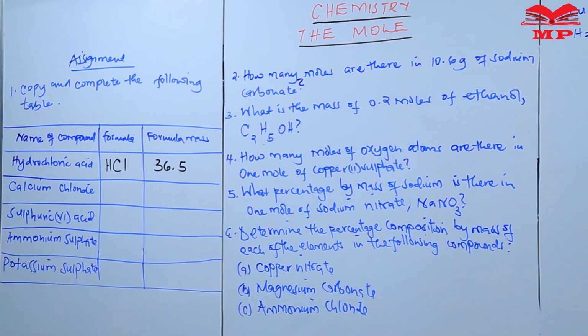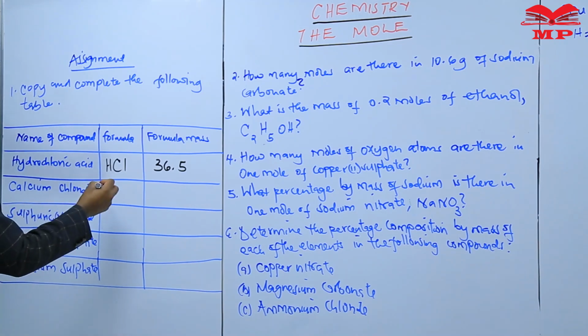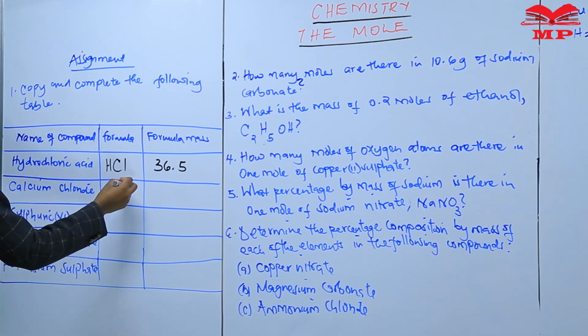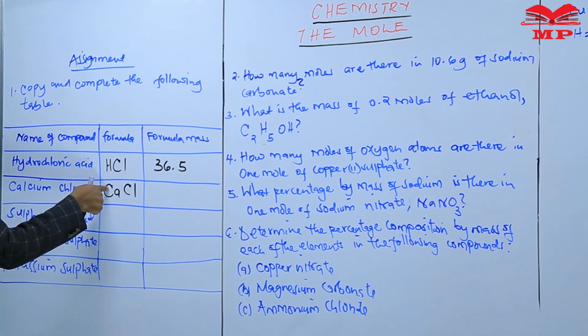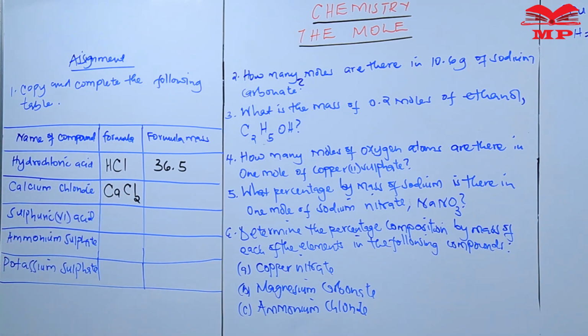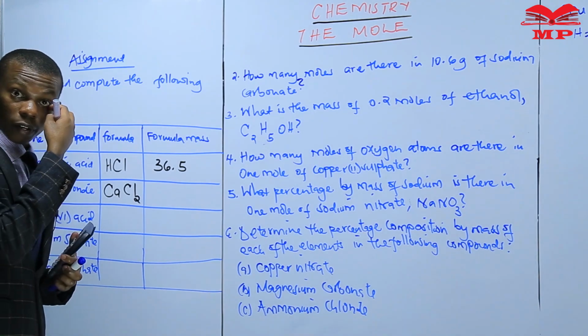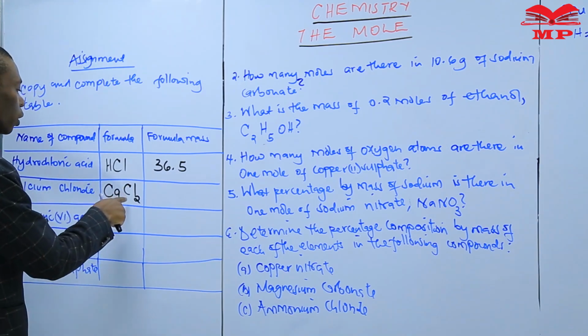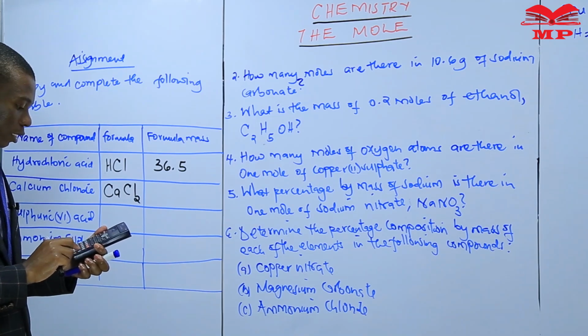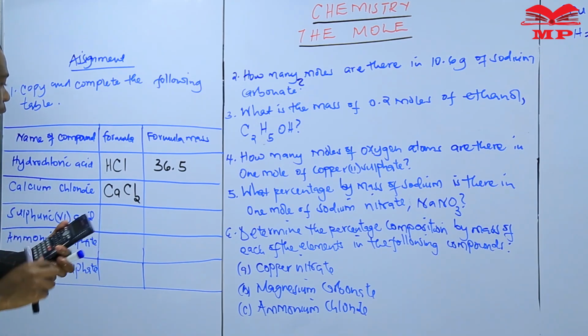The second is calcium chloride. The formula of calcium chloride is a compound of calcium and chlorine, then chloride. The valency of calcium is 2. The valency of chlorine is 1, and therefore calcium chloride will be like that. The mass of calcium is 40. The mass of chlorine is 35.5. There are 2 atoms of chlorine, and therefore it will be 35.5 times 2, which is 71.